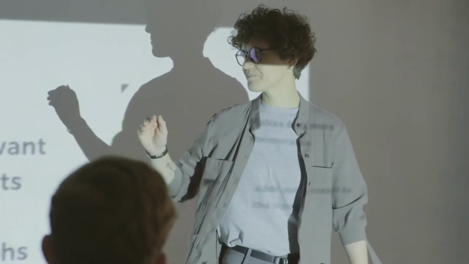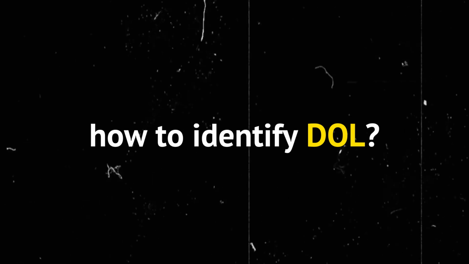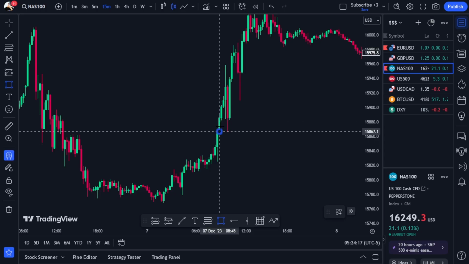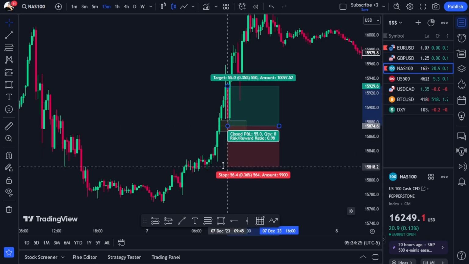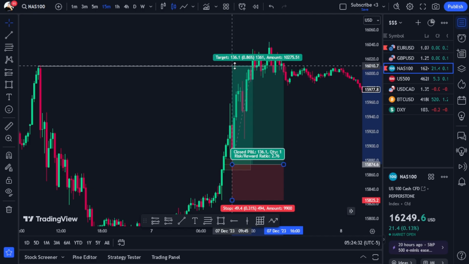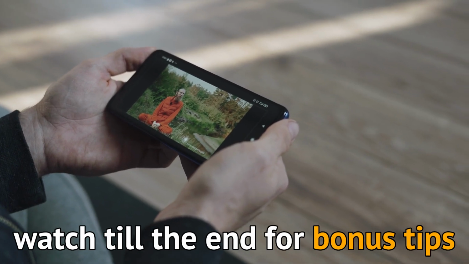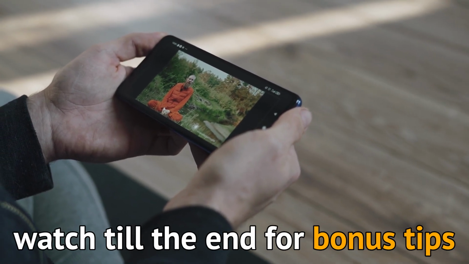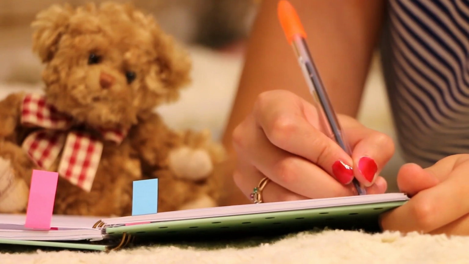In this video, you will learn how you can identify the next draw on liquidity, so your trades are most likely to hit your take profit instead of getting stopped out. I will also teach you how you can use a top-down approach to place actual trades. Make sure to watch this video till the end so you don't miss out on anything important. Grab your notebook and let's get started.